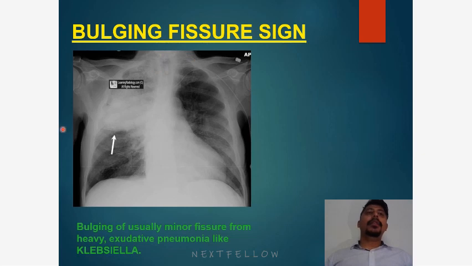Bulging fissure sign. Bulging, usually of the minor fissure, from heavy exudative pneumonia, likely Klebsiella. So this is the pneumonia, and there is a bulging of the minor fissure. It is the characteristic feature of Klebsiella pneumonia.